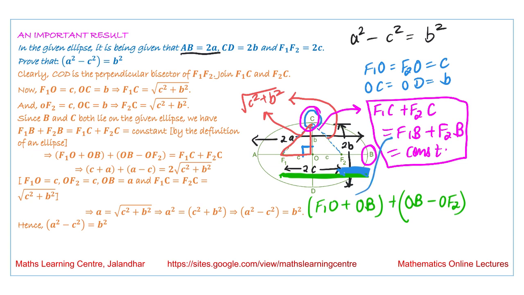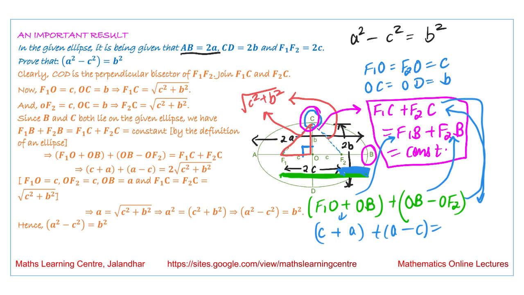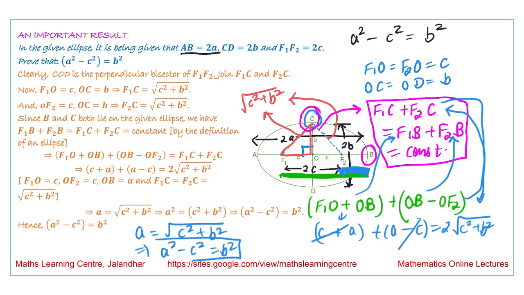These are the lengths we are saying. This is F1B and this is F2B, and this value is equal to F1C plus F2C. So if we substitute these values over here, we get c plus a minus c, that is equal to the value of F1C plus F2C, which is 2 times the square root of c square plus b square. So this c and c get cancelled, and we get a is equal to square root of c square plus b square, and this implies a square minus c square is equal to b square, and this is what we have to prove.